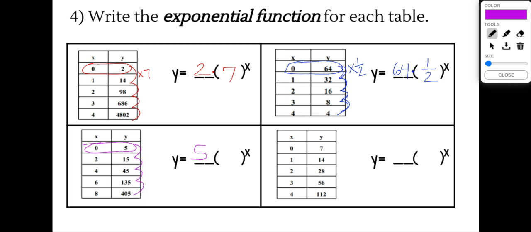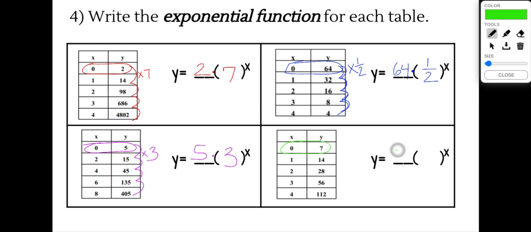What's happening? 5 is doing what? 15, 45, 135. Do you see how it's tripling? Multiplying by 3. So my multiplier is 3. I start with 5 and I triple, triple, triple, triple. Kind of getting the pattern here? So much fun. Okay, this one. Last one here.